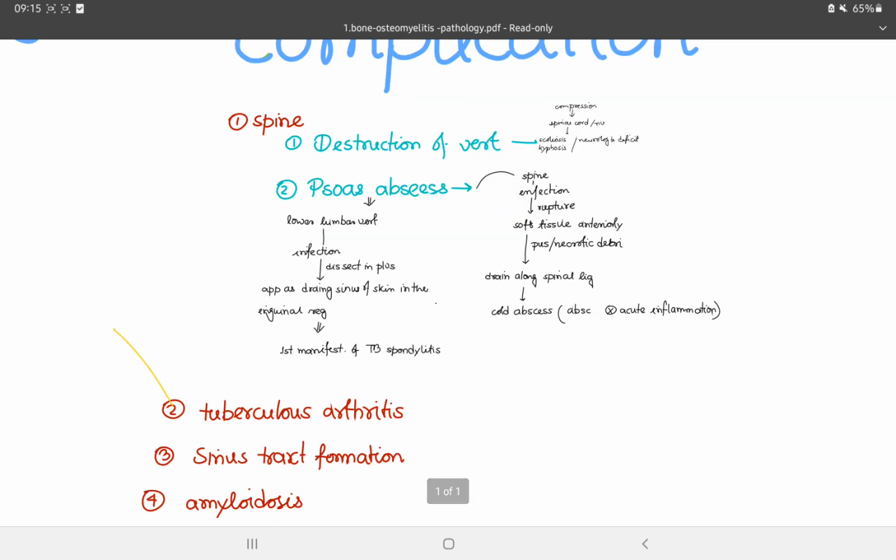There is also sinus tract formation. There is also amyloidosis.